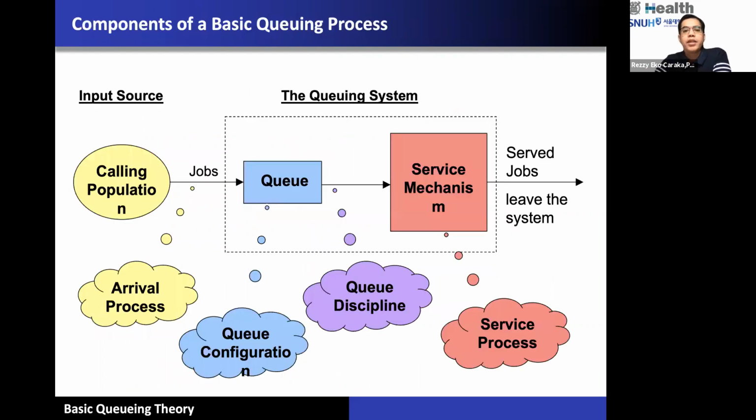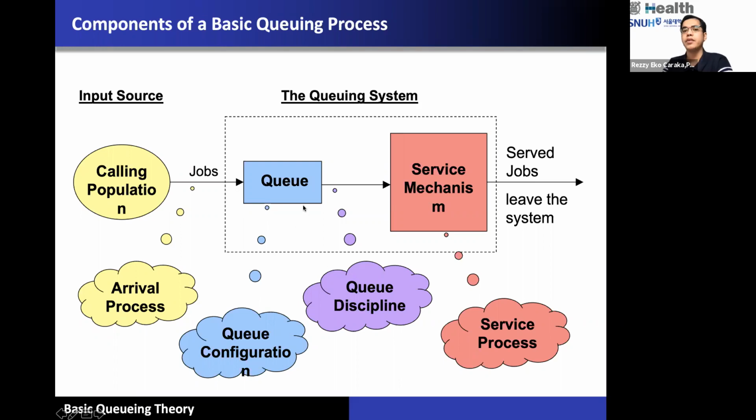So the components of the basic queuing process: we have the input source here. So it is about the population. We have to measure the arrival process, the queue configurations, queue discipline, and service process. Once there's a patient, there are also people who come to some place. For example, they want to queue, and they have to wait a certain time until they can get the service and be served by the particular officer.